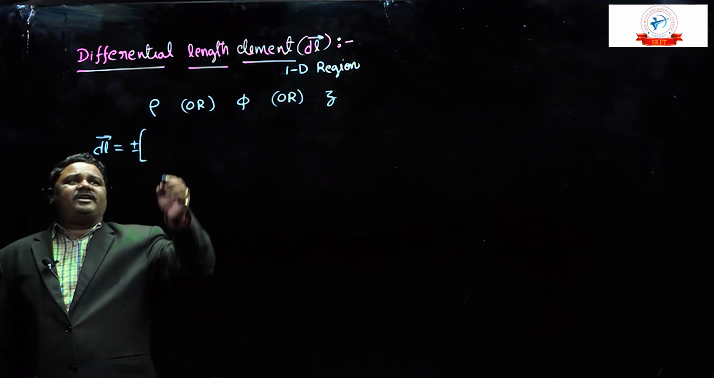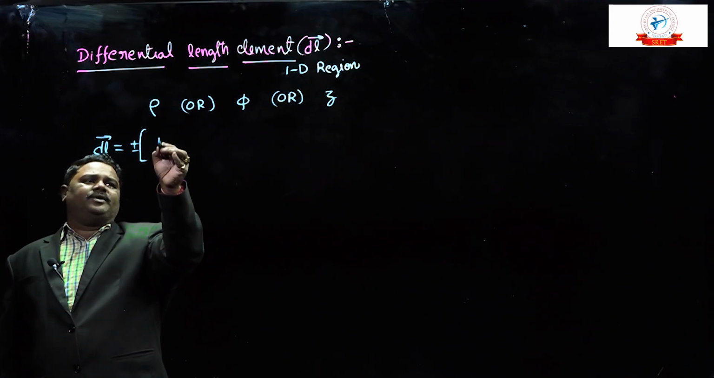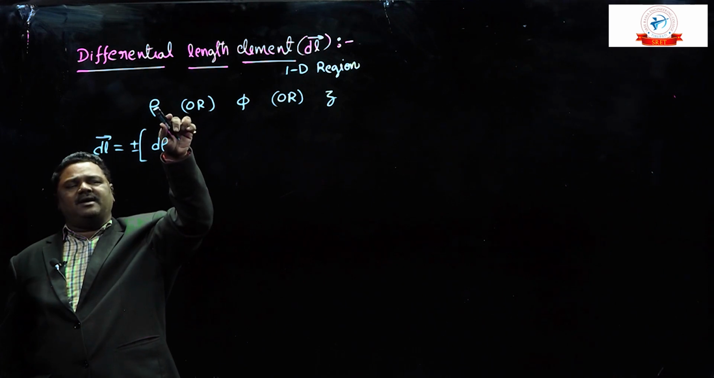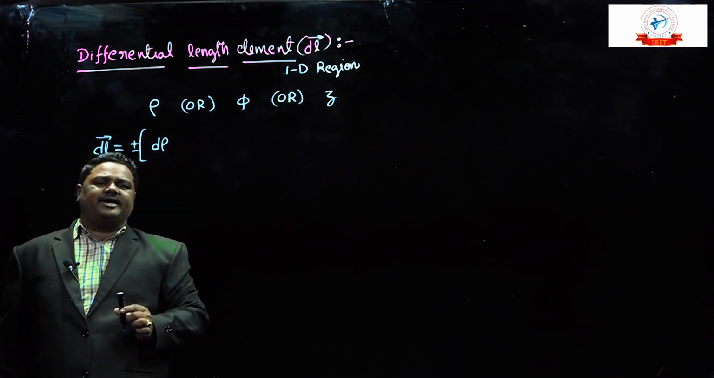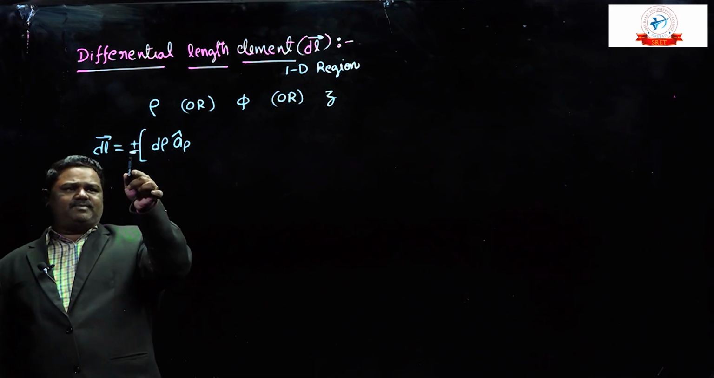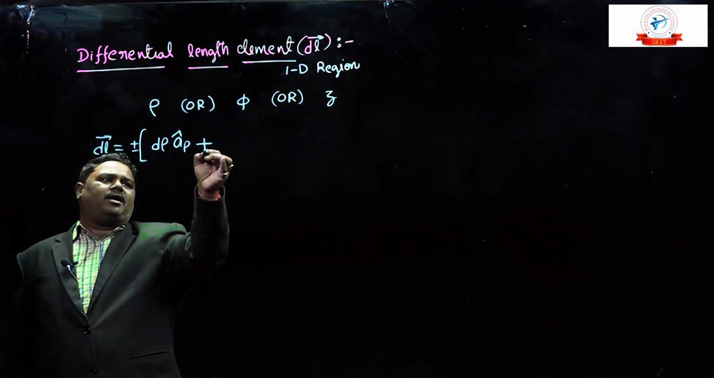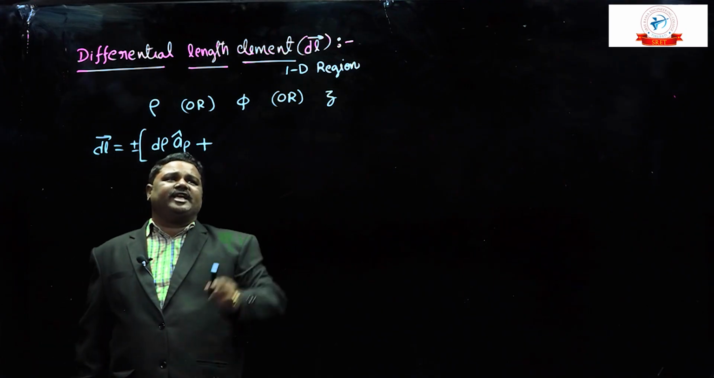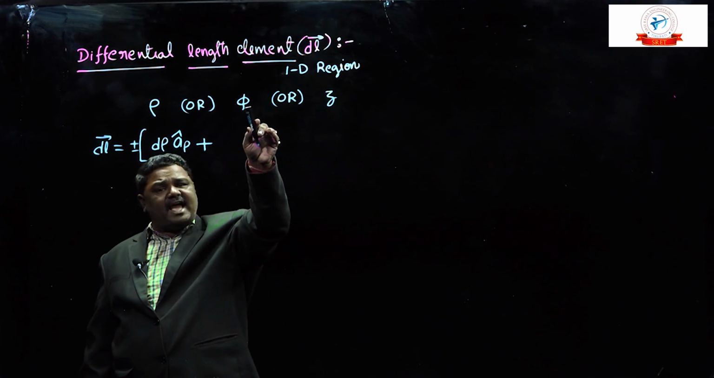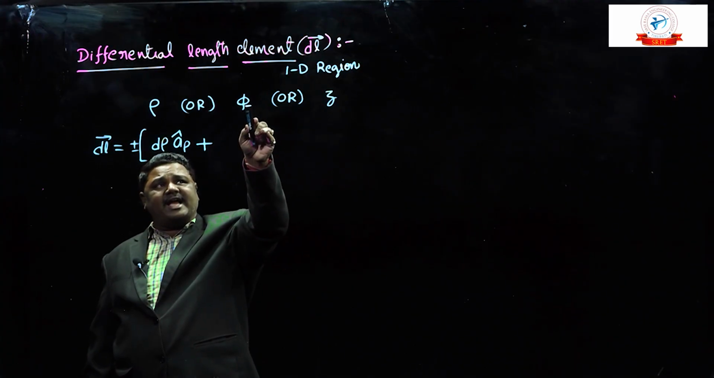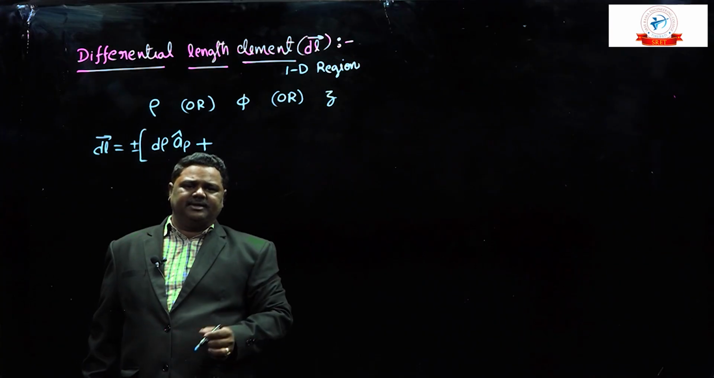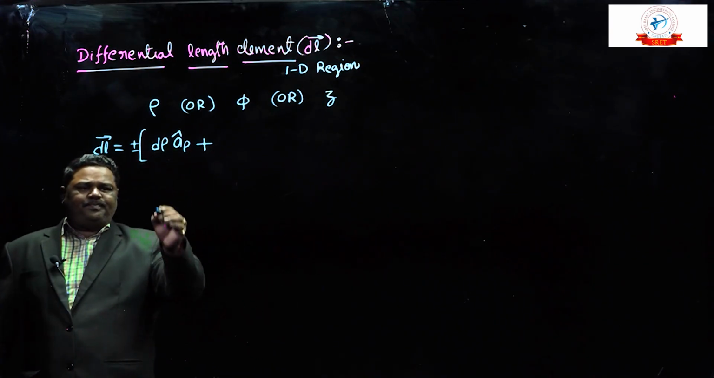What is the differential length due to rho? The differential length is d rho, because rho itself is a length or distance. Its direction is plus or minus a rho cap, where the plus or minus is taken common. Now what is the length due to phi? Phi is an angle, not a length. So we have to convert the angle into length, and then write the differential length element. For that, let us consider this diagram.